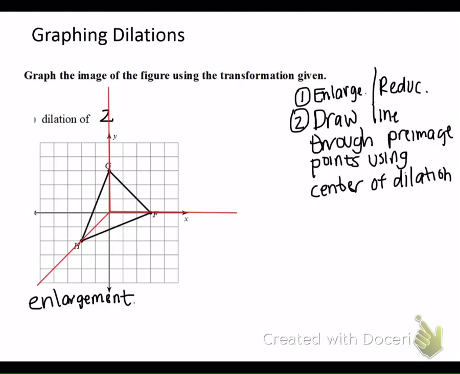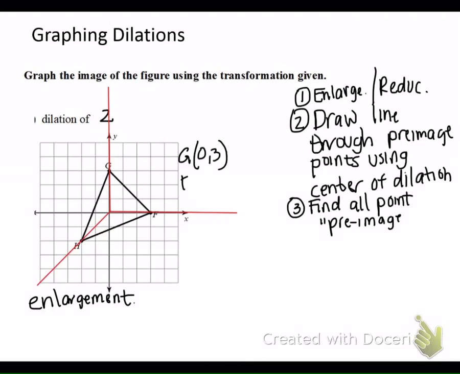The third thing, find all points. In this case, pre-image. What is my pre-image point of G? 0, 3, thank you, said no one. We're going to get 3, 0. My last one, H, is going to be what? -2, -2. We found our points.